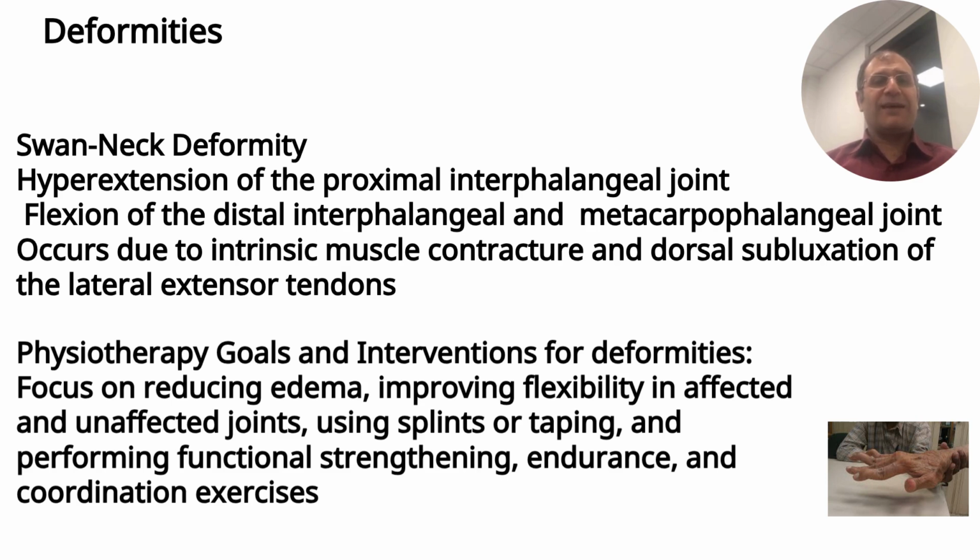Swan neck deformity involves the fingers. It is characterized by hyperextension of the proximal interphalangeal joint and flexion of the distal interphalangeal and metacarpophalangeal joint. It typically occurs due to damage to the volar plate. The swan neck deformity occurs due to intrinsic muscle contracture and dorsal subluxation of the lateral extensor tendons.